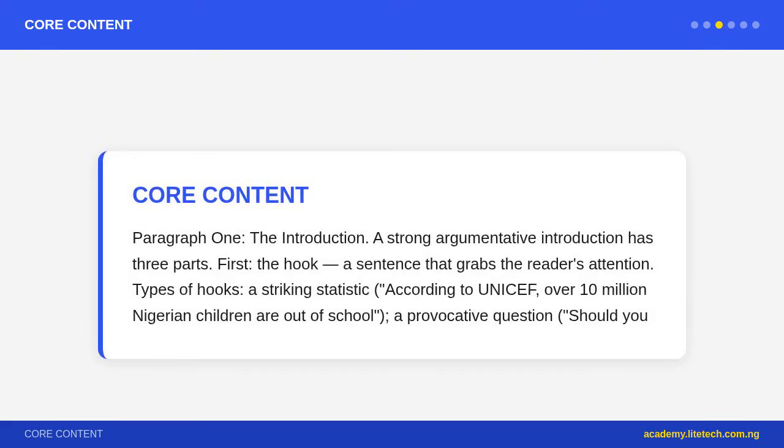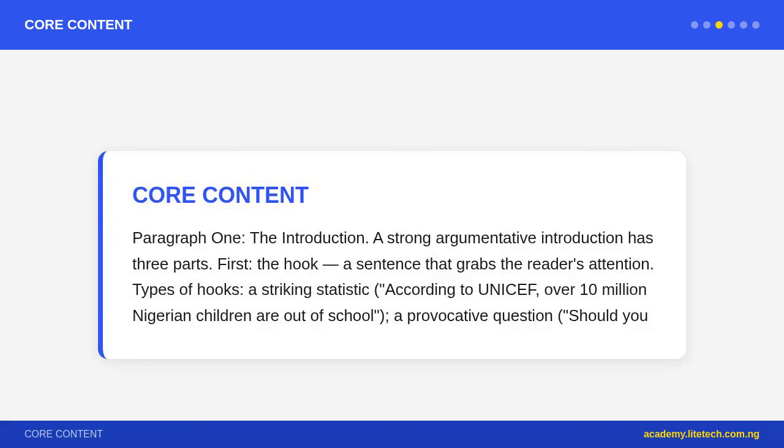A weak thesis: "I am going to write about whether mobile phones should be banned in schools." Strong thesis: "Mobile phones should be banned from secondary school classrooms because they destroy concentration, enable academic dishonesty, and create dangerous social inequalities among students." Notice, the strong thesis states a position, should be banned, and previews the 3 arguments: concentration, cheating, inequality. This is the argumentative thesis formula: position plus reason 1 plus reason 2 plus reason 3.